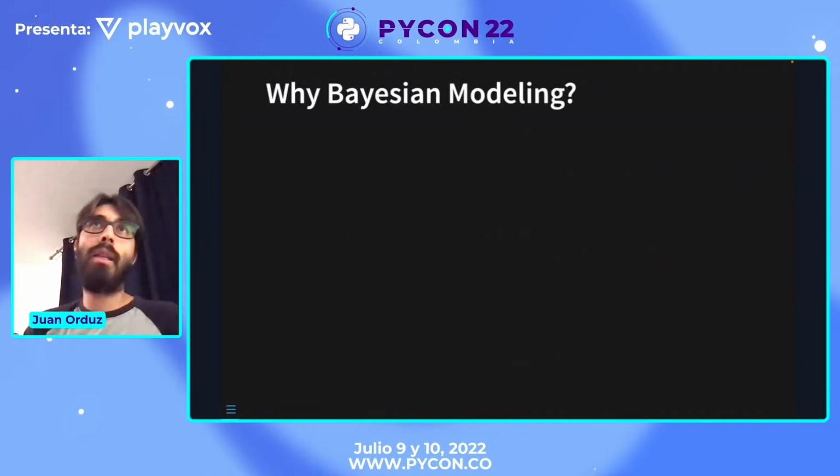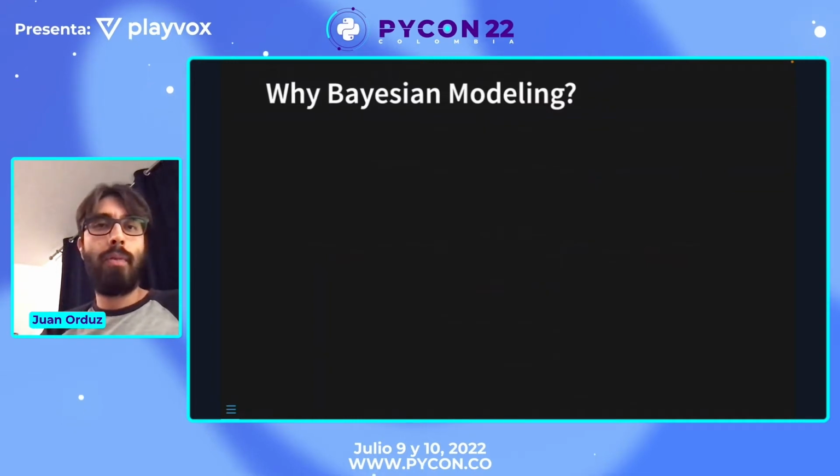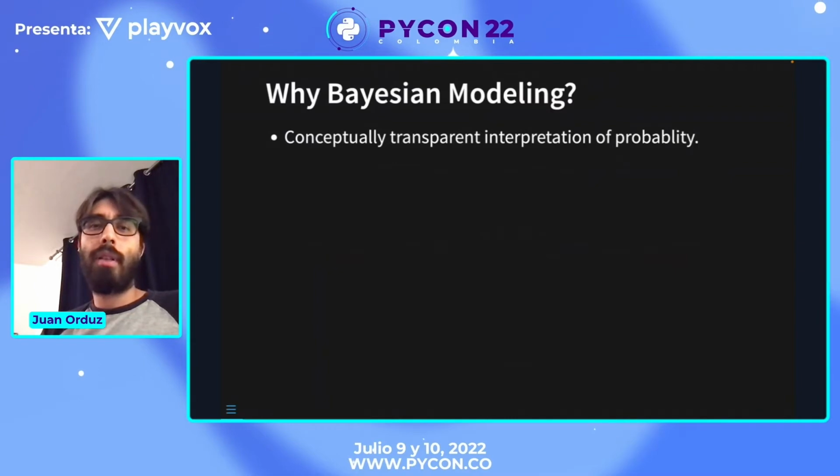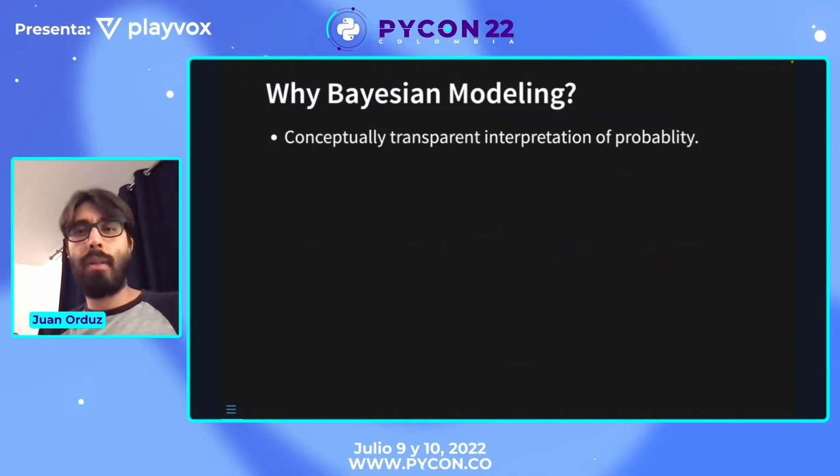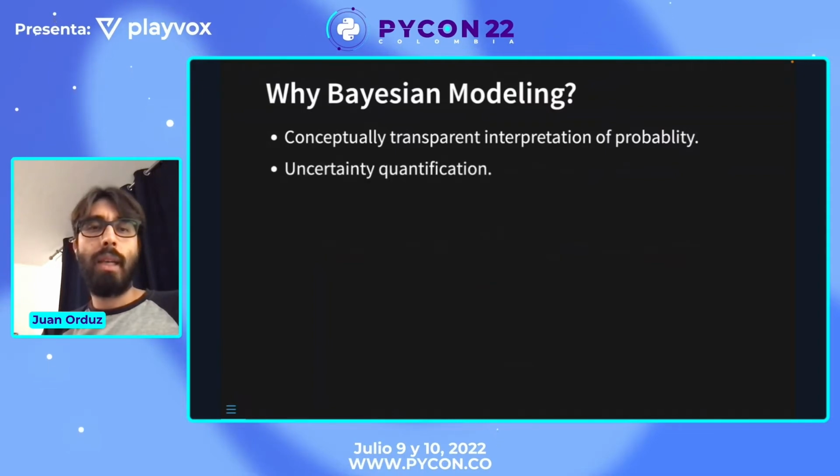So why Bayesian modeling? I want to give just my point of view on what drives my interest in these types of methods. First of all, there's a very transparent way of how to interpret probability and how to think about it. I think that will be a little bit clearer through the examples. Something that is very useful, especially for decision making, is uncertainty quantification.